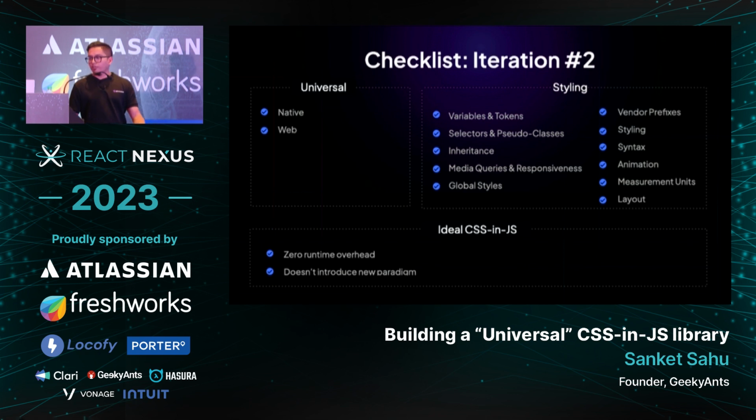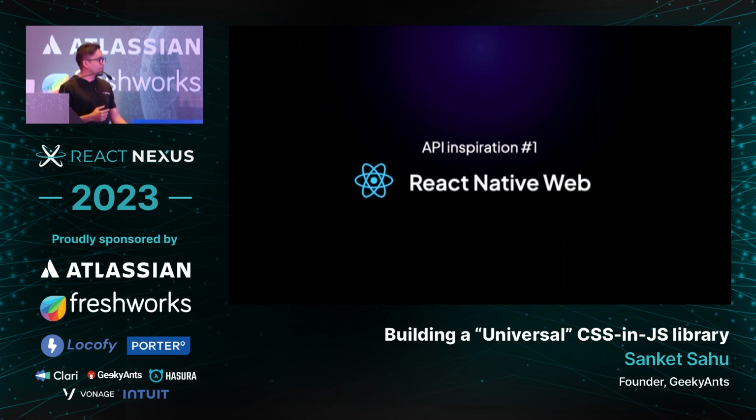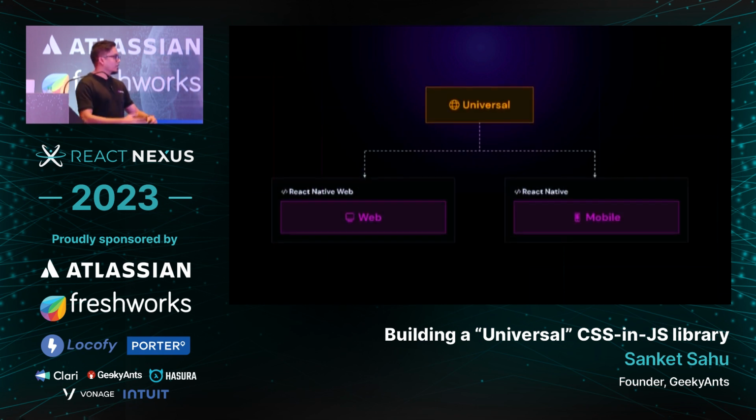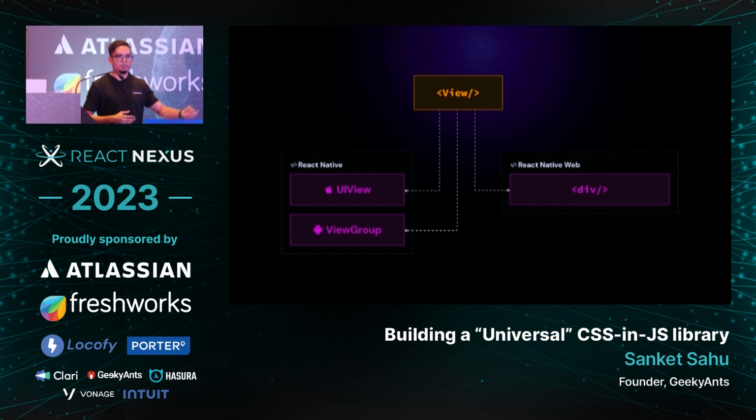Great. Moving on, let's talk about APIs. We have CSS-in-JS, and there are multiple different APIs that we can use. The first one, obviously, is React Native and React Native Web APIs. So it's one single entry point, and you deploy to web and mobile. What React Native essentially does is render a UIView on iOS, and a ViewGroup on Android. And on web, with React Native Web, it renders a div. So you're getting the best of all the worlds, while staying with a unified API.